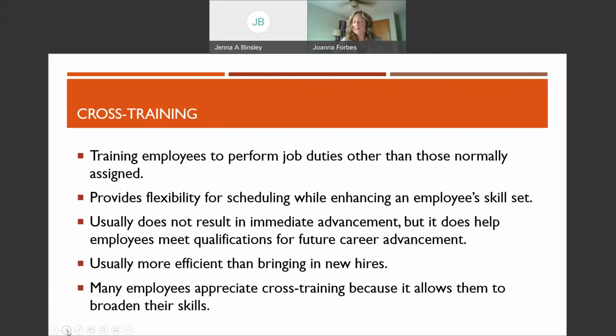And this is usually definitely more efficient than bringing in, again, more new hires. You know, we're showing our staff we value them and we are training them in other positions. And employees will typically appreciate it. I say typically because we all know there's always some employees who do not have interest in maybe learning something new. And that's okay if it works for your business. But many employees do appreciate cross-training because they can broaden their skills and learn something new.